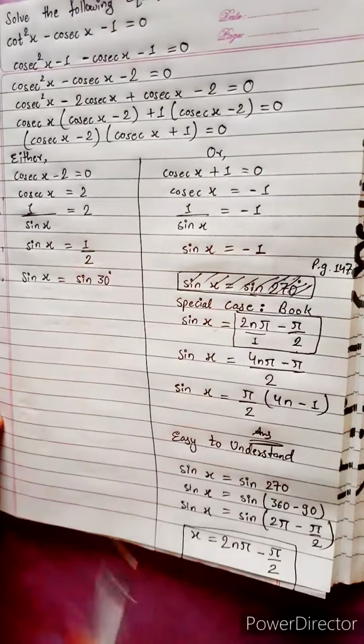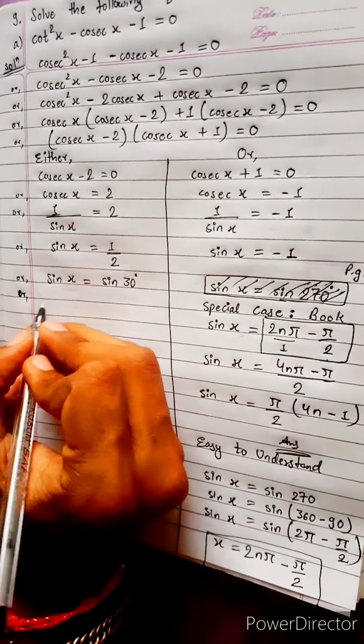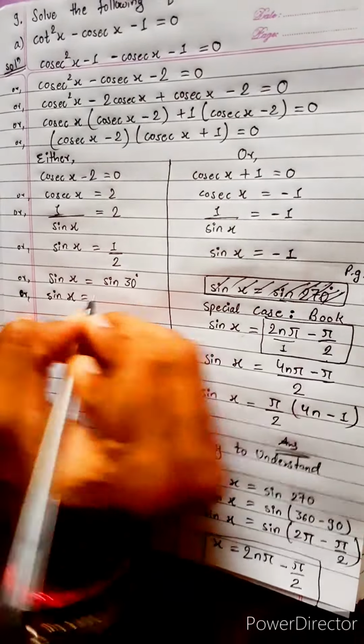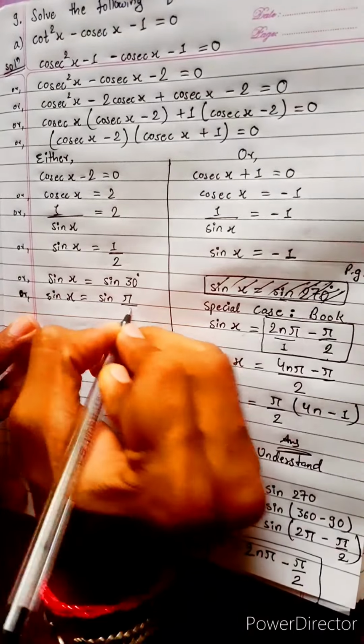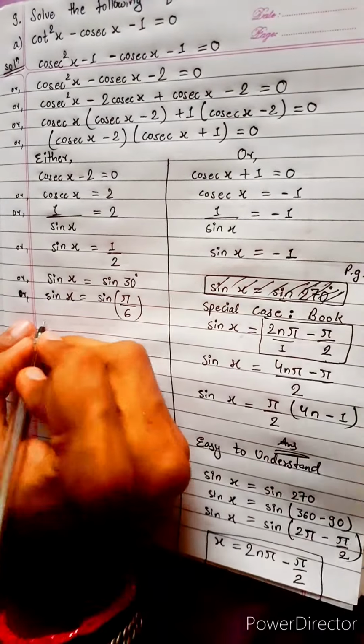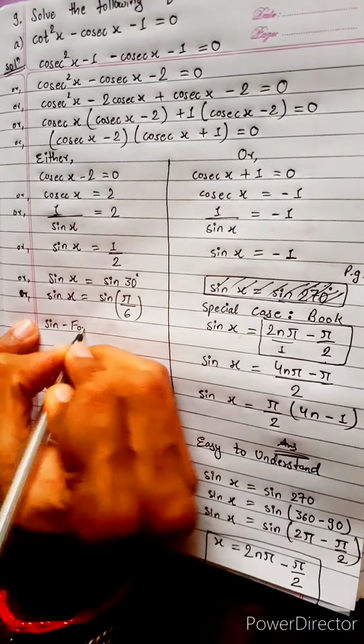Now let's solve this side. This side we haven't solved. Sin x equals sin 30, which means 180 by 6, pi by 6. Then there is one formula for sin. I will write the sin formula here.